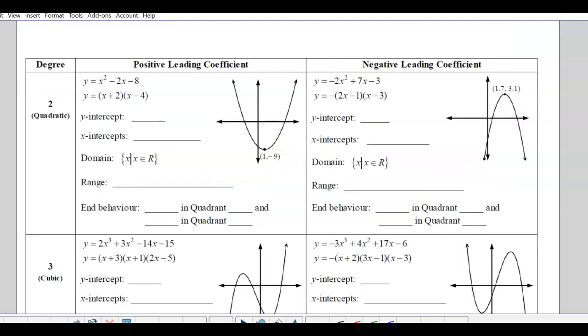All right, degree 2. We already did that one as well. It's simplified form, factored form, y-intercept. Y-intercept, we can just look at the constant term. X-intercepts, we already did that, -2 and 4. Domain, all real numbers. Range, you need to know that vertex. And we did find that. So remember, it's y greater than or equal to -9.